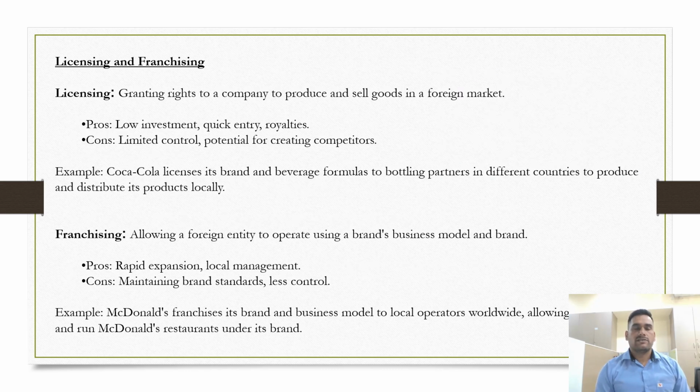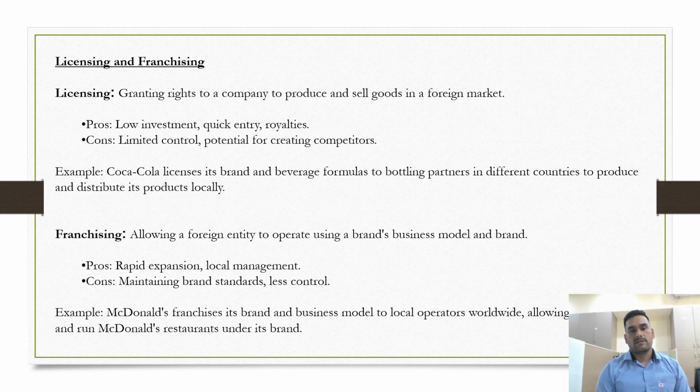In the next slide, let's discuss licensing and franchising. Licensing means granting rights to a company to produce and sell goods in a foreign market. Pros: low investment, quick entry, royalty. Cons: limited control, potential for creating a competitor. The main example of licensing is Coca-Cola company licensing its brand and beverage formulas to its bottling partner in a different country to produce and distribute its product locally.